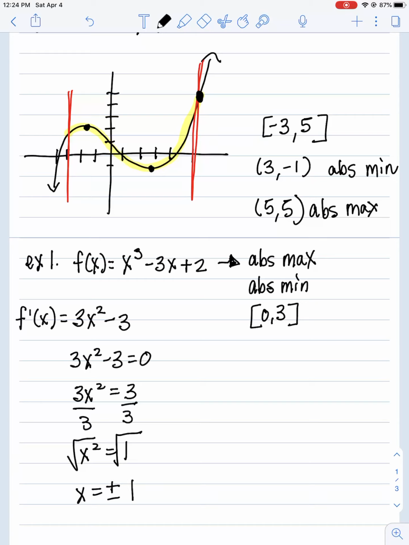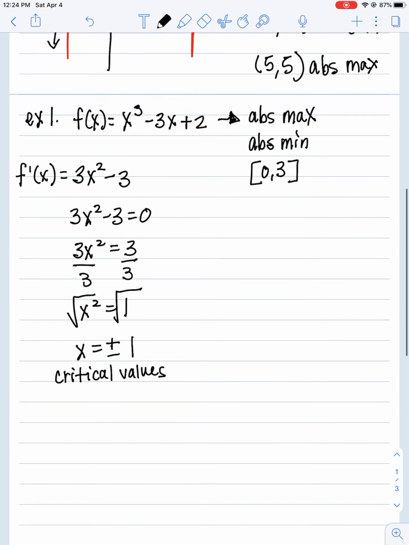I would take the square root, and you better remember when you take a square root, you get a positive and you get a negative. So we have 2 critical values right here. Critical values for those of us that need all the notes. Okay? But here's the thing, guys. You're only looking at the interval up here. If I highlight it, you're only looking at the interval from 0 to 3. Well, your critical values were x equals 1 and x equals negative 1.